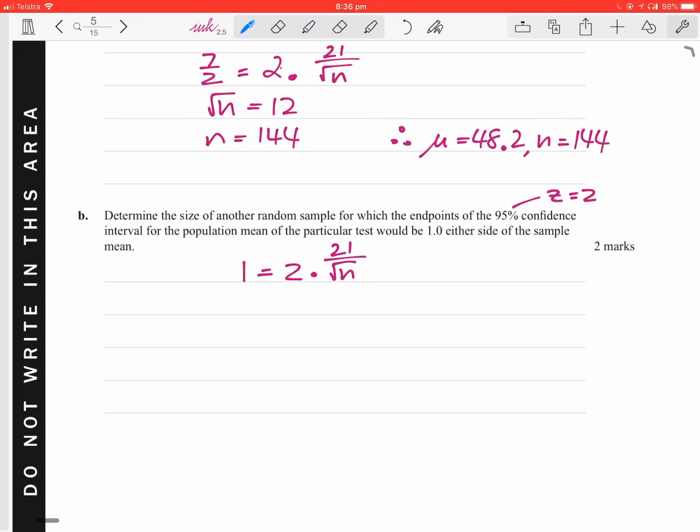Okay. I've got 42 on top, so I get root n is equal to 42. So n is equal to 42 squared. 42 squared, what's that, 1600, 1764, is it? Think.